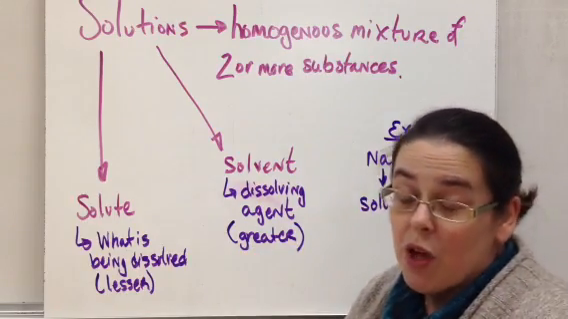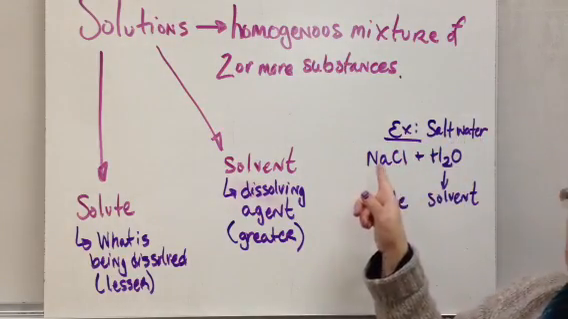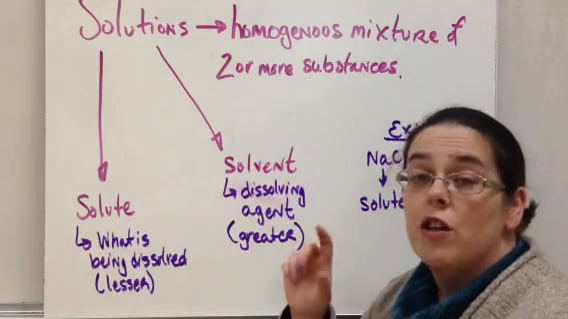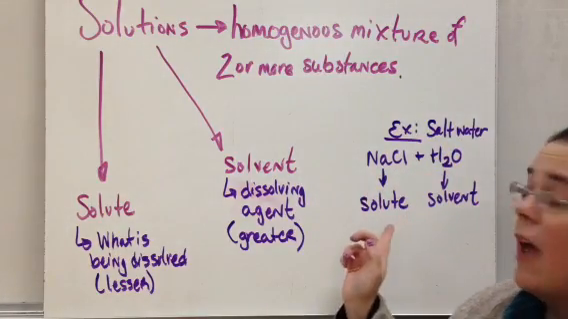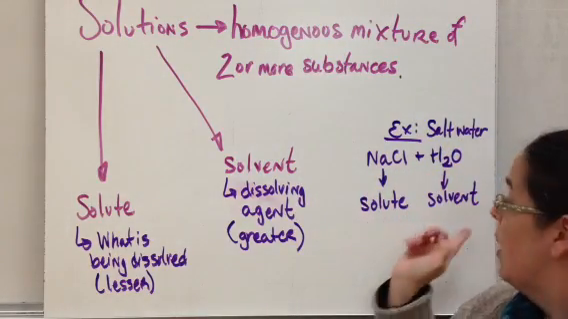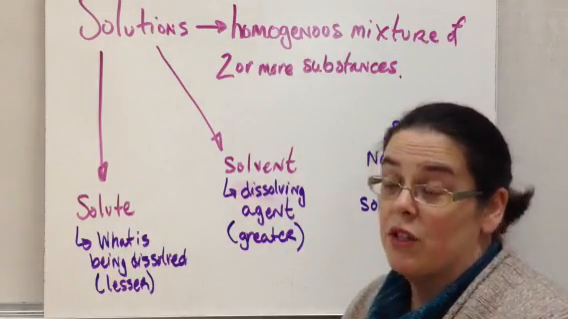So what's an example of a solution? You have salt water, and salt water is made up of sodium chloride and water, NaCl, H2O. NaCl is the solute, and water is the solvent. So those are the basic parts of a solution.